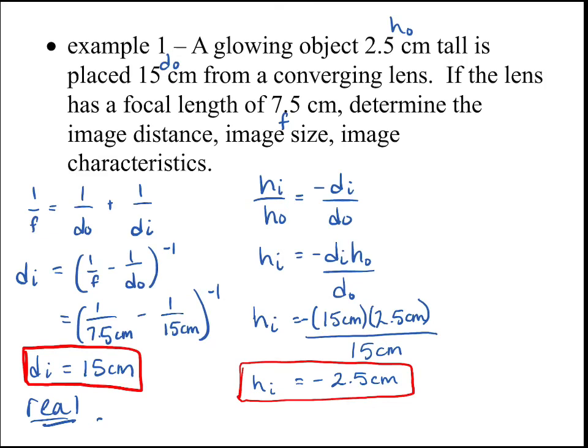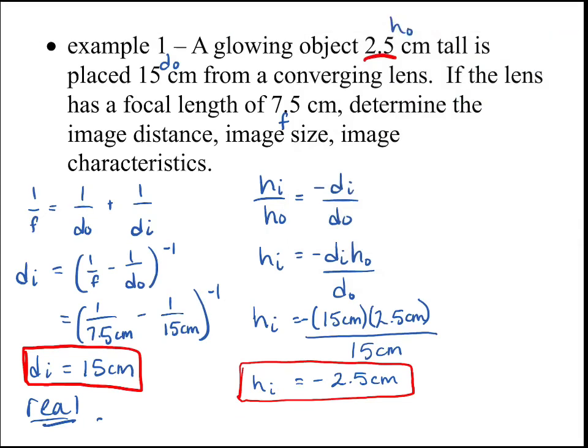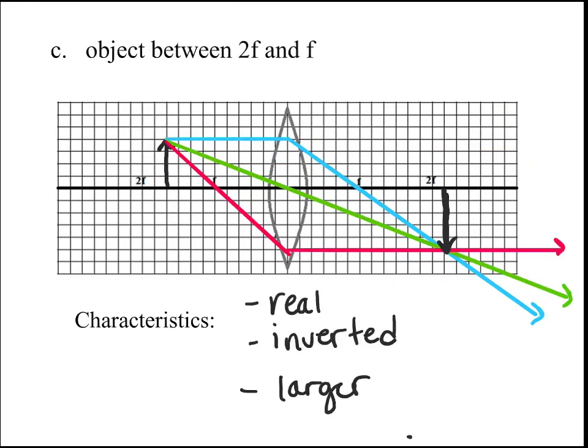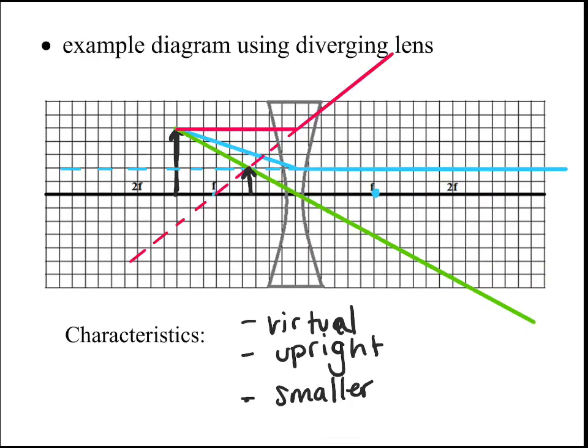Also, so what do we know about its size? Well, the height of the object was 2.5 centimeters tall. And this is also 2.5 centimeters tall. So that actually just told us two things. So first, it told us that it's inverted because, of course, it's negative. And then it also told us that it's the same size as the one before it. Can you remember which situation that was? Let's go over. Looks like it's this one where it was at 2F. So there we go. So that's what's going on.